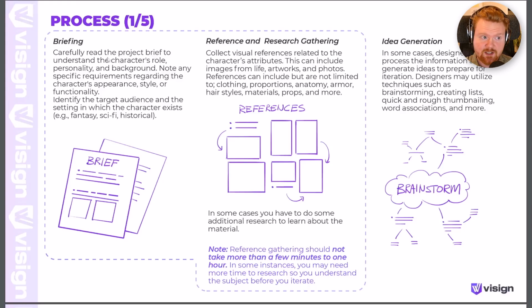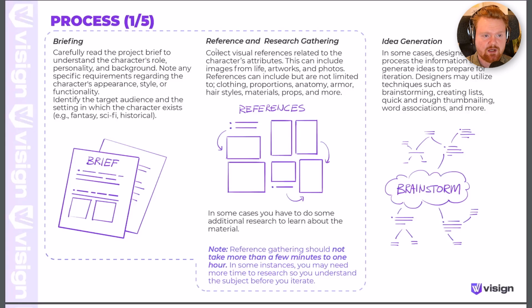So the first thing is briefing. Carefully read the project brief to understand the character's role, personality, and background. Note any specific requirements regarding the character's appearance, style, or functionality. Identify the target audience and the setting in which the character exists. So for example, you might have like fantasy, sci-fi, historical. And this is incredibly important. I think that people skim over the brief very quickly without taking into consideration the details of what needs to be included. I've seen, especially like junior character designers, they skip over some details and then they create something that maybe the client didn't want, right?